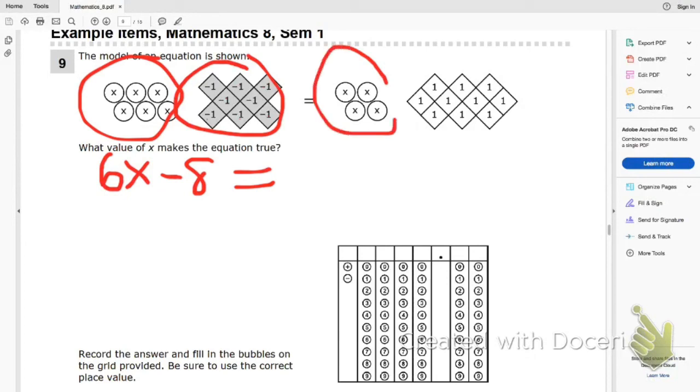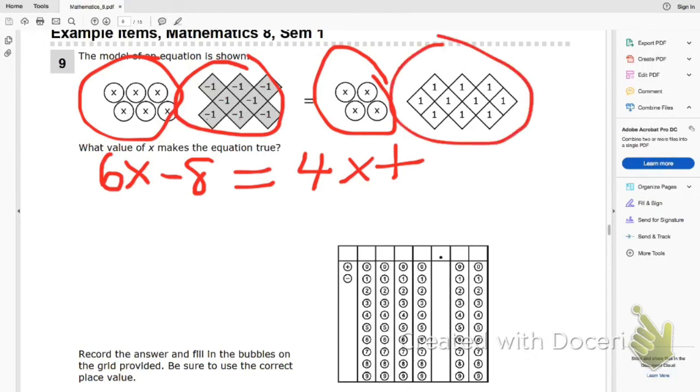Then you have 4x. Now it doesn't say plus or minus here. If it's positive numbers, you just put plus. If it's negative numbers, you put your negative. Here you have to count 1, 2, 3, 4, 5, 6, 7, 8, 9, 10. So 10.